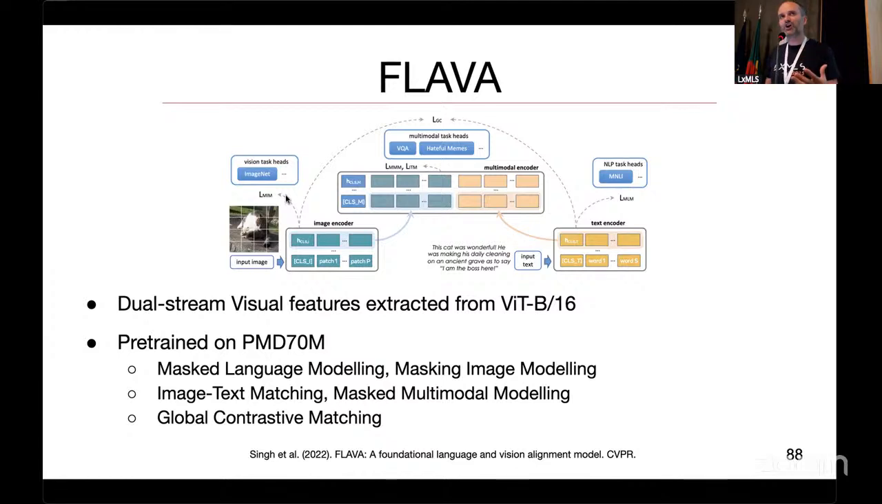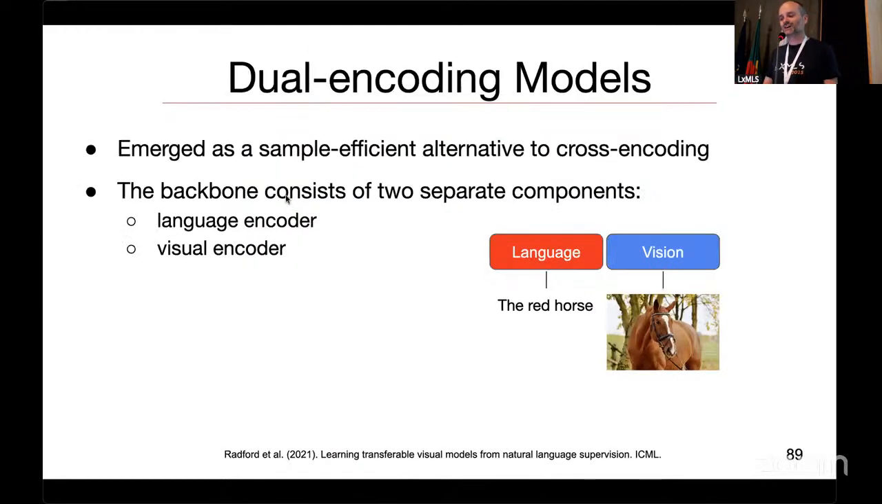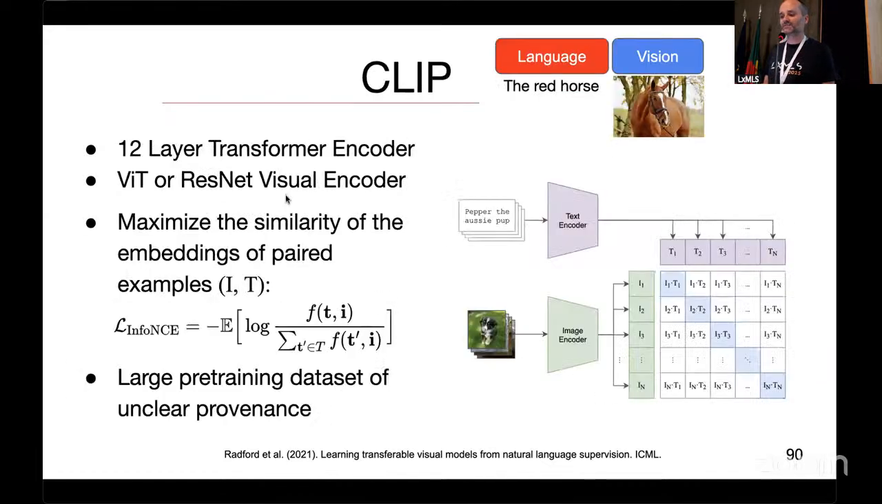And so moving on from these cross-encoding models, we have dual encoding models, which are supposed to be a sample-efficient alternative to cross-encoding. And I think this is actually true because when you have a dual encoding model, you have two different towers. You have a language encoder and you have a vision encoder, and they don't learn cross-attention between their representations. So the most popular and well-known example of this is CLIP.